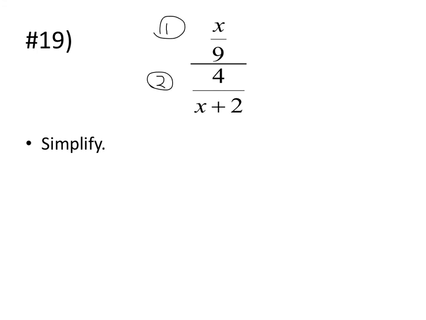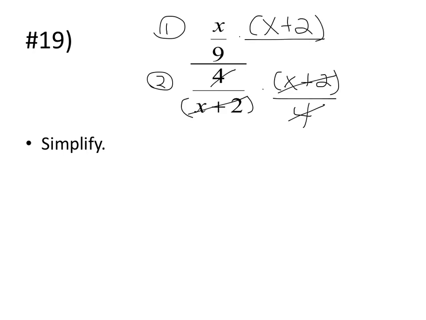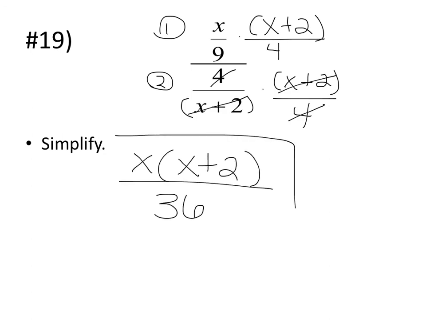1 and 2 are already done for us because these are both individual fractions. So you're going to go straight to multiplying by the reciprocal of the denominator. These cancel, these cancel. Nothing else cancels, leaving you x times x plus 2 over 36.